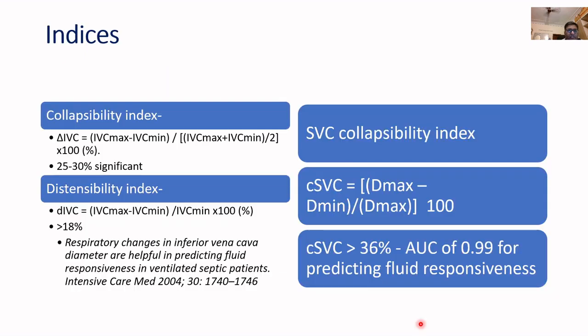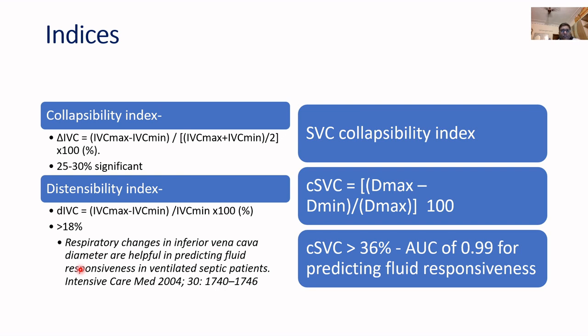The indices are the collapsibility index, where we take the maximum minus the minimum divided by the maximum, and the distensibility index, which is maximum minus minimum divided by the minimum. Collapsibility of more than 30 to 40% probably suggests a lower CVP. It's not a very good parameter of fluid responsiveness in children. A distensibility index of around 18%, in adult studies and many studies in mechanically ventilated patients, has been found to correlate well with fluid responsiveness.